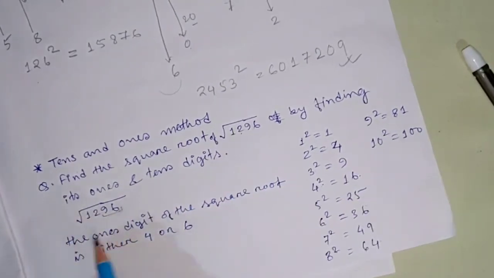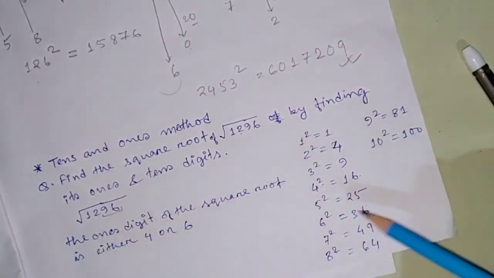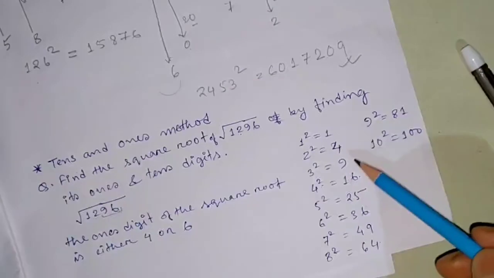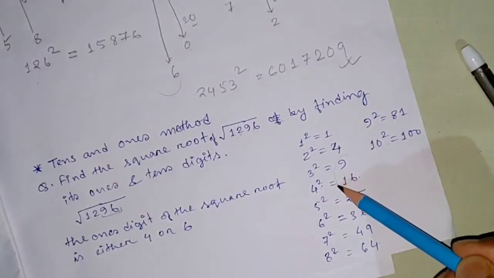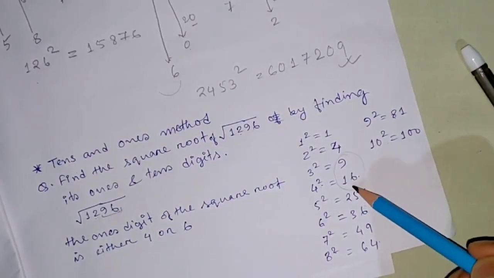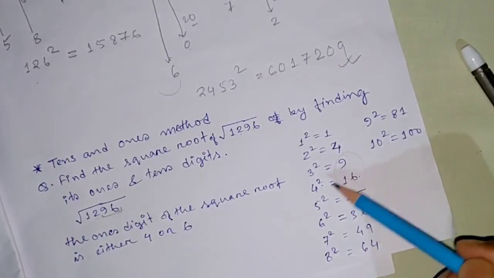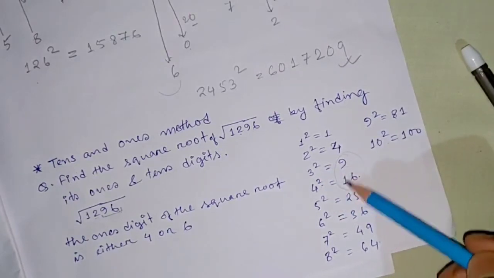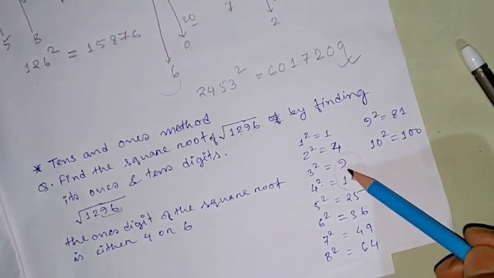Now we have 12, isn't it? So we have 12. Now you have to see the 12 number comes between which two numbers? The number 12 comes between 9 and 16, isn't it? 9 and 16, because 3 square is 9, 4 square is 16, and in between 12 lies.